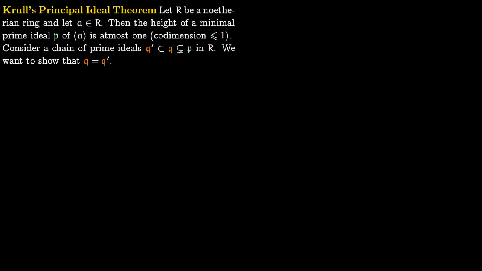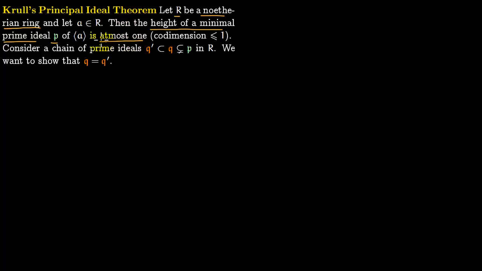So now we talk about Krull's principal ideal theorem. Krull's principal ideal theorem says that you start with R, which is a Noetherian ring, and you pick up an element A in this Noetherian ring R. Then the height of the minimal prime ideal P of A is at most 1.